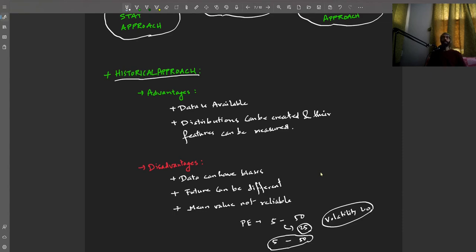Now the next method is the DCF approach. Let's understand that.